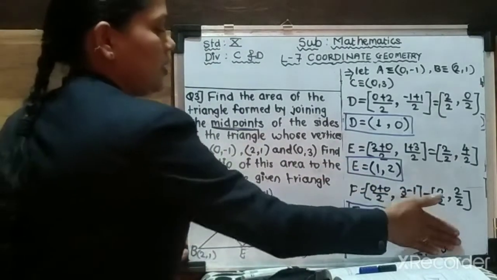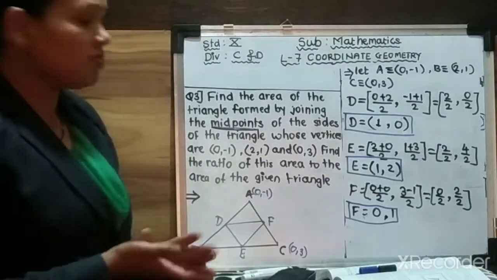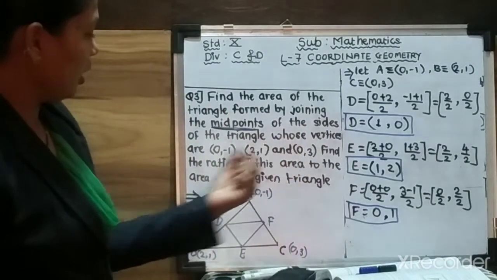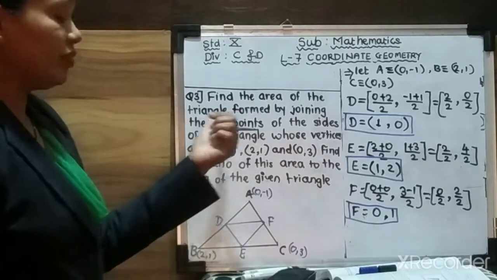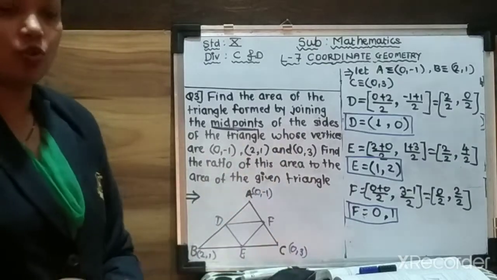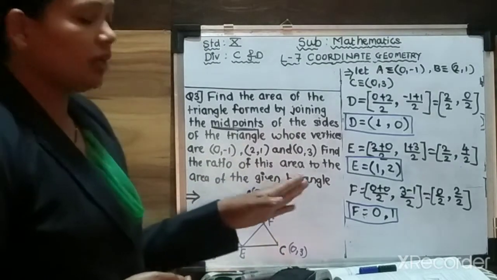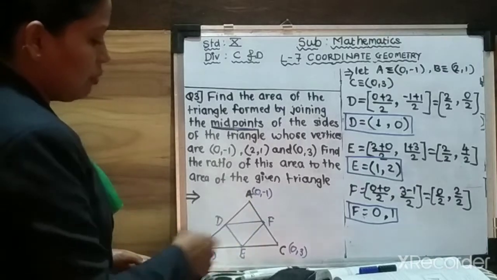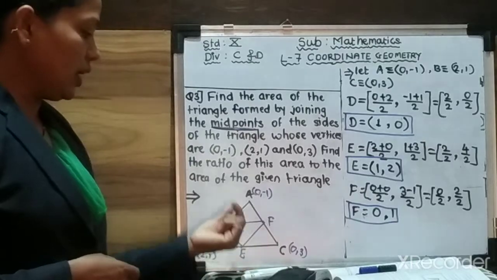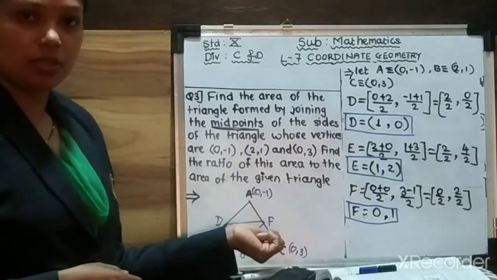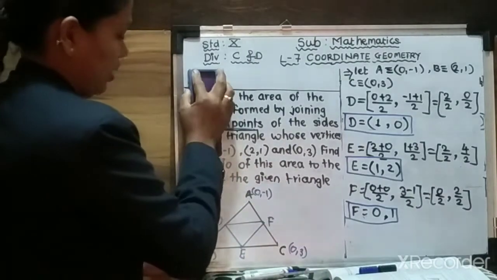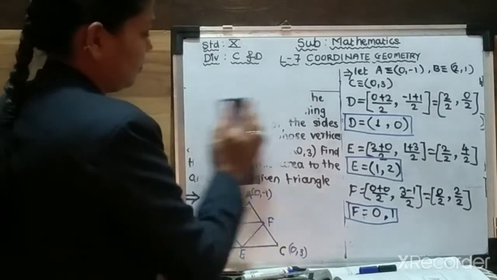Now the rest of the sum is the same as we have solved in the earlier question. Now what is asked there? Find the area of the triangle, right? And even find the ratio of the areas of the triangle to the given triangle. Given triangle means ABC, so we have to take the ratio: area of triangle DEF upon area of triangle ABC, right? So let us first find out the area of triangle DEF.